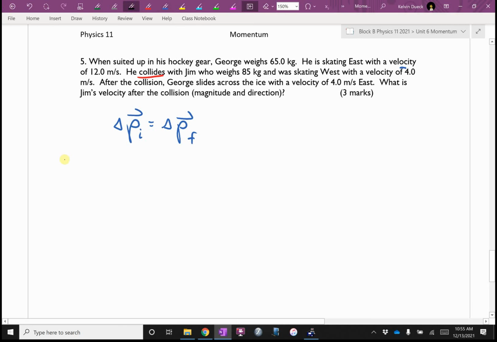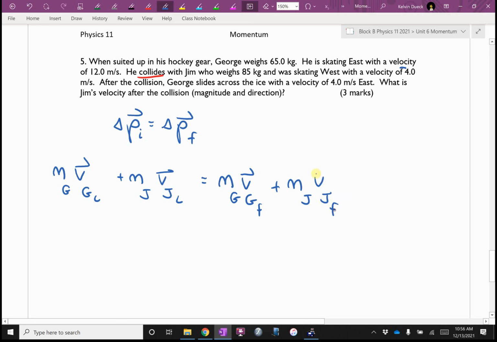Okay, I think we're good. Before the collision, we have mass George, velocity George initial, and mass Jim, velocity Jim initial. Bam! They collide. Okay. It looks like after the collision we have mass George, velocity George final, and mass Jim, velocity Jim final.